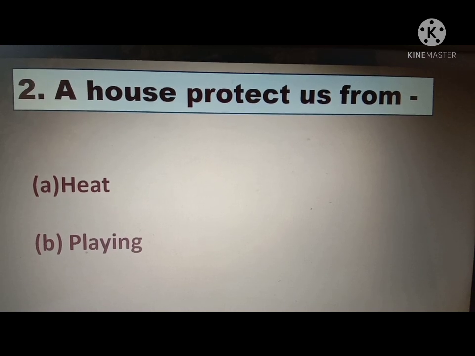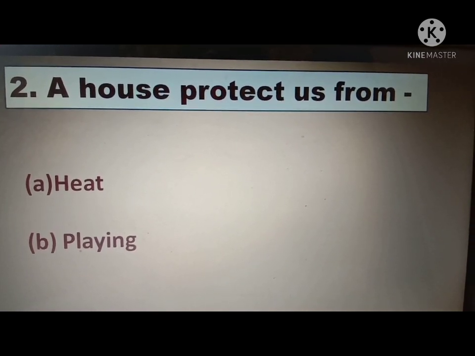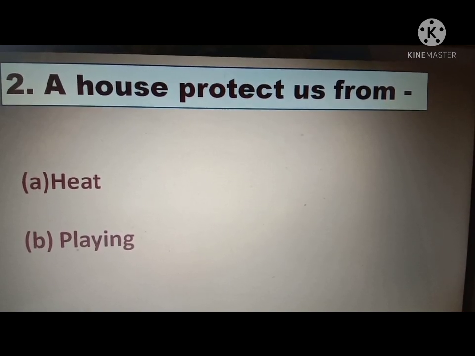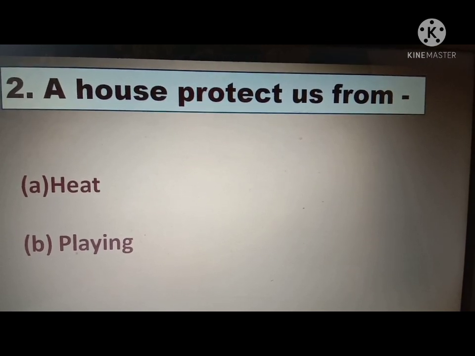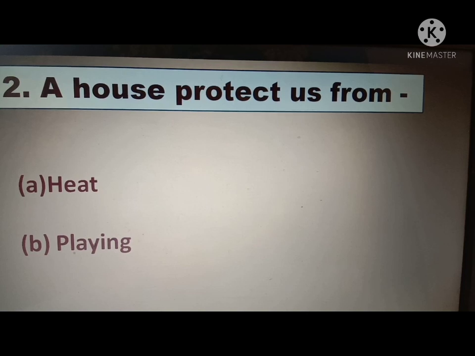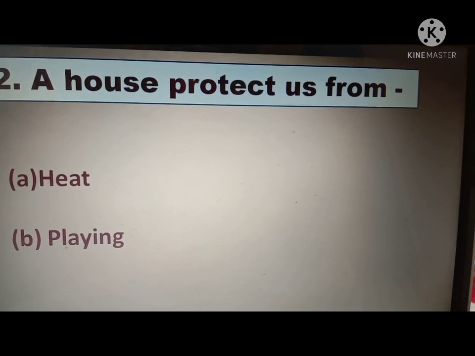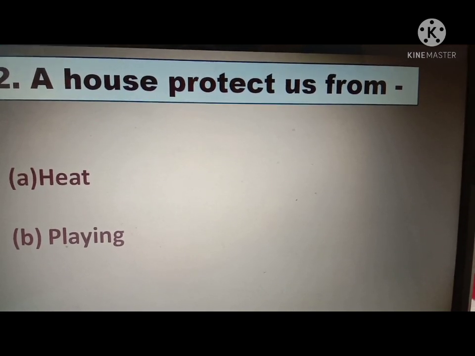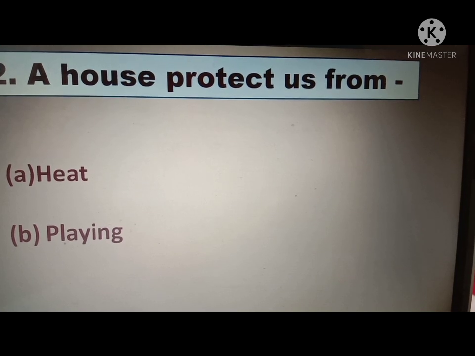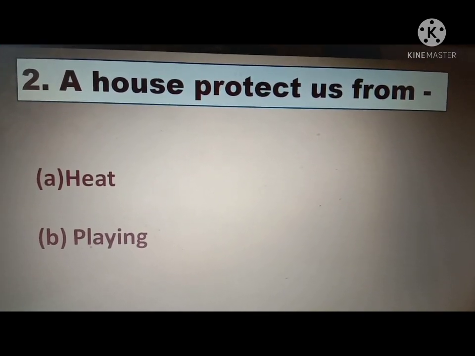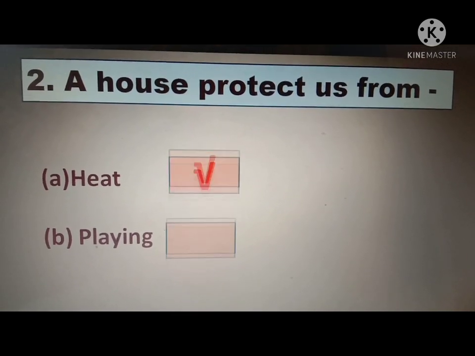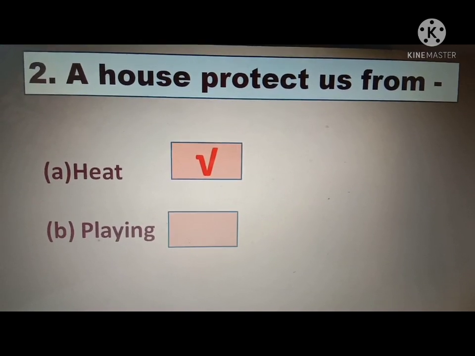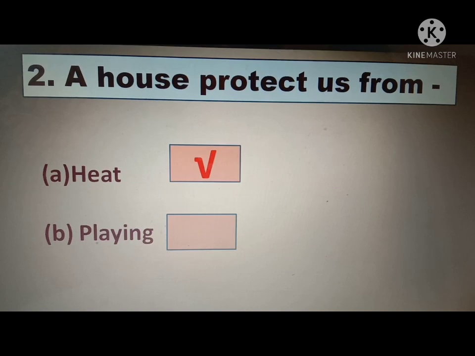Now the next question is, a house protects us from, options are A, heat, B, playing. So children, we have learned in this chapter that a house protects us from heat, cold, rain, wind. It also protects from animals, thieves. So in the options you will see that heat is given. So what we have to do? We have to put a tick in front of heat because heat is the right answer.